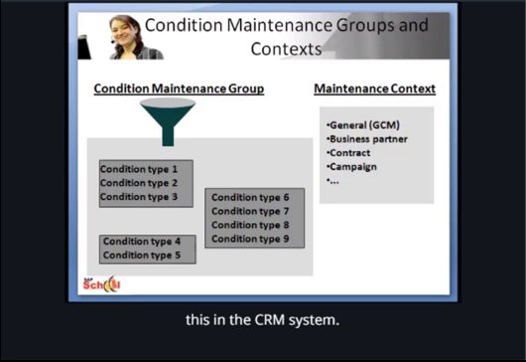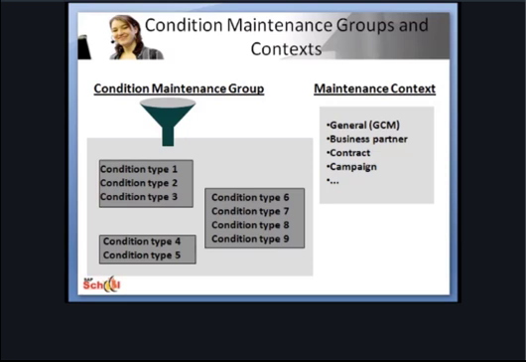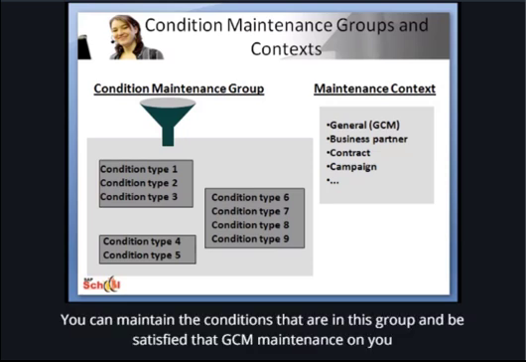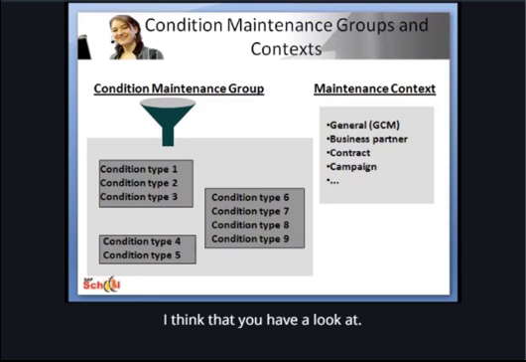In the CRM system, the GCM, which is the General Condition Maintenance, as well as Special Maintenance context exist. In GCM, for example, you can maintain the conditions that are in condition maintenance groups and which are assigned to the GCM maintenance context. You can define separate condition maintenance groups and the assignment of maintenance context in customizing, which we will have a look at in a little bit from now.